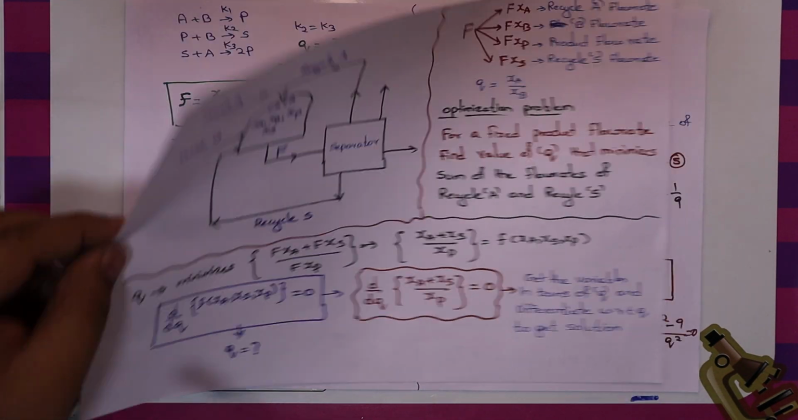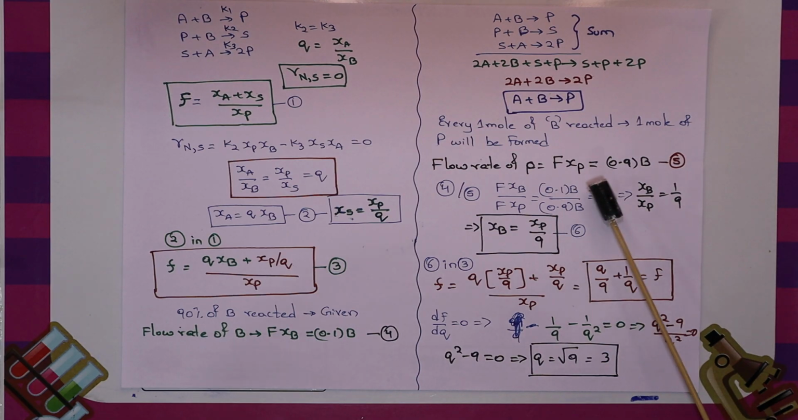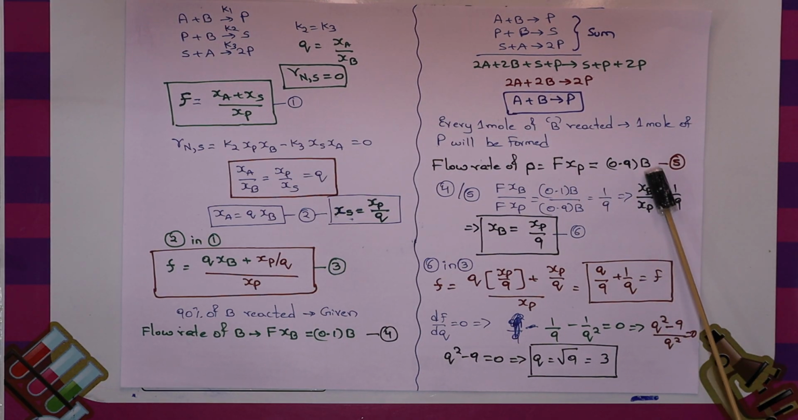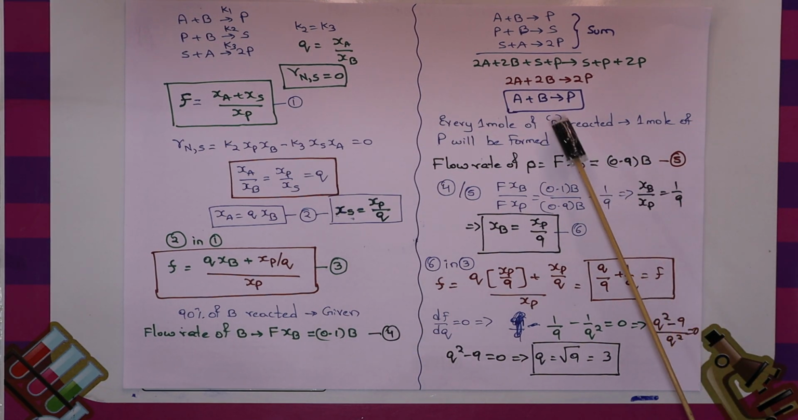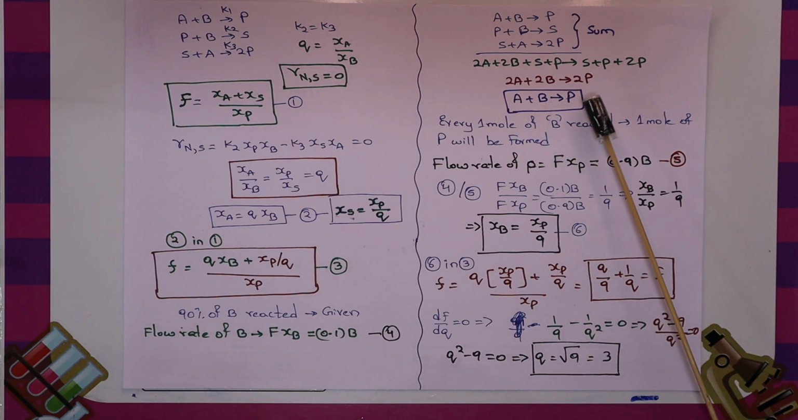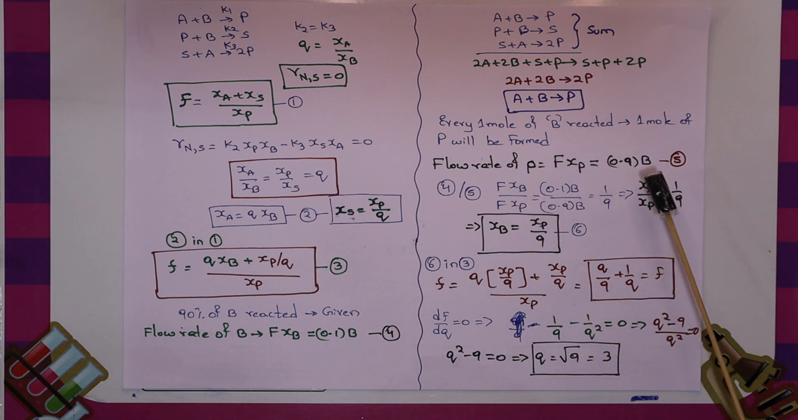If you see here, the flow rate of P that is exiting the reactor is F into XP. That means here, which is nothing but 0.9 into B. Why? Because every 1 mole of B forms 1 mole of P. If 90% of the B is reacted, it means 90% of the P is formed. So the exit flow rate of P, F into XP, is nothing but 90% of the inlet flow rate of B.